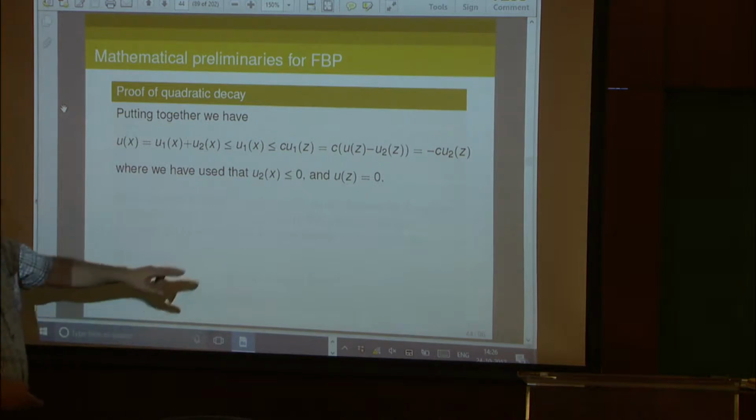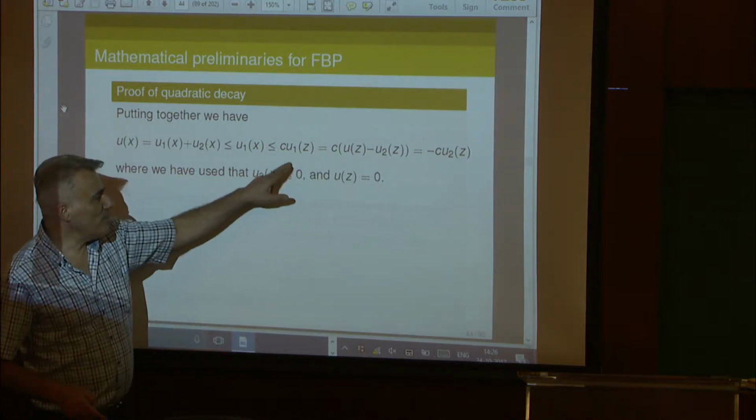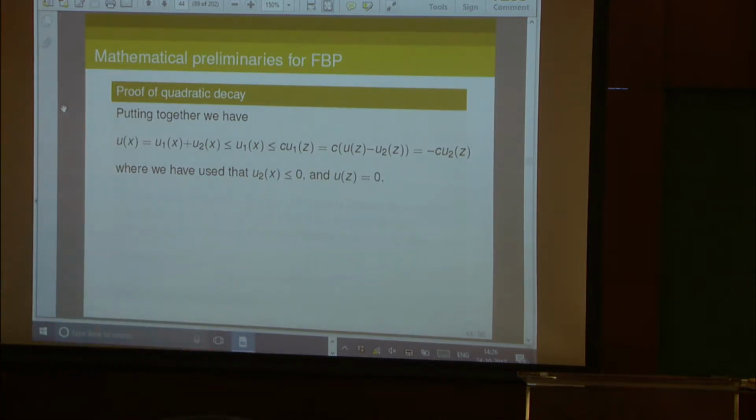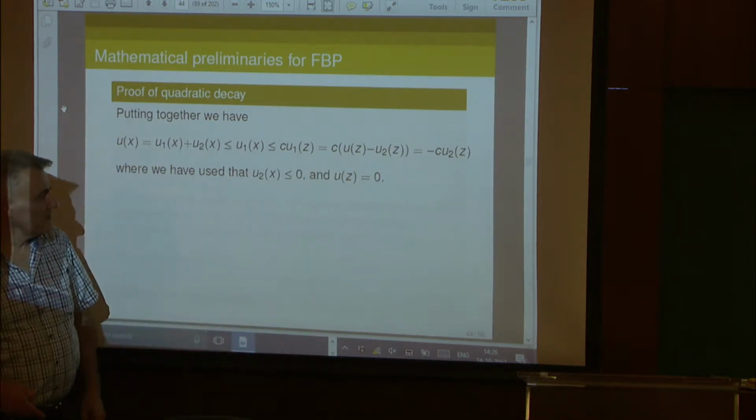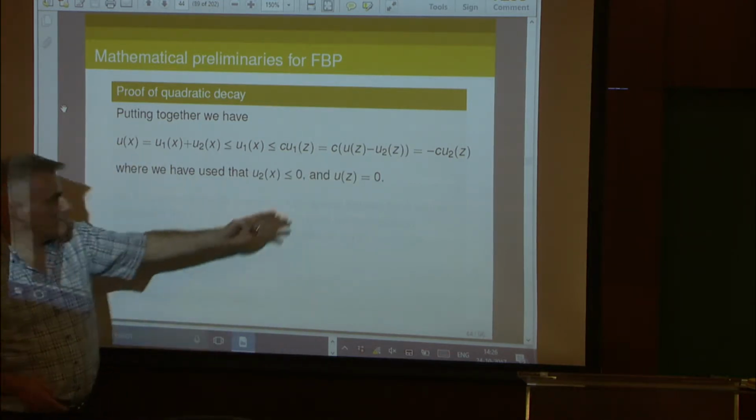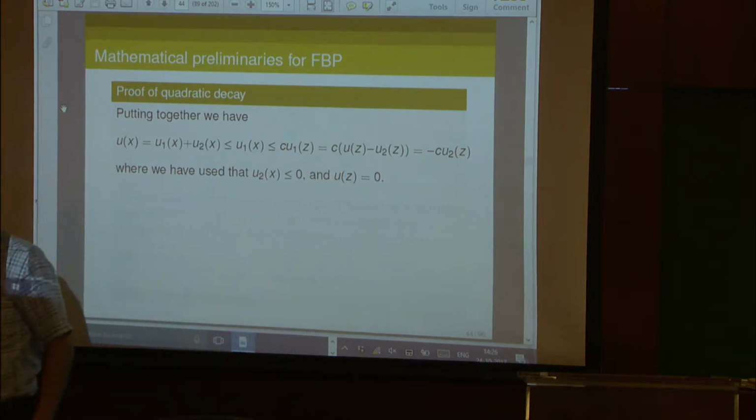Oh, I'm rewriting this. Sorry. You want to use u minus u2. I'm just rewriting it there, because u equals u1 plus u2, so u1 is u minus u2. So you see it is 0. But u is 0, so just take it out. And then I'm having minus c times u2.